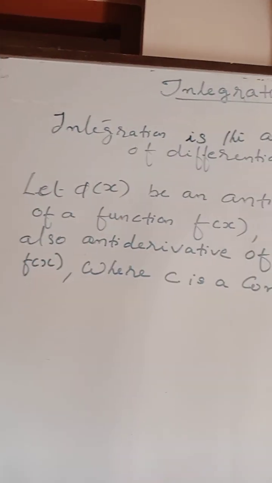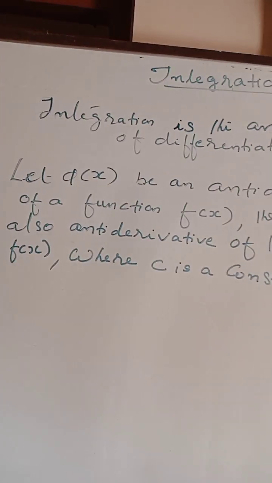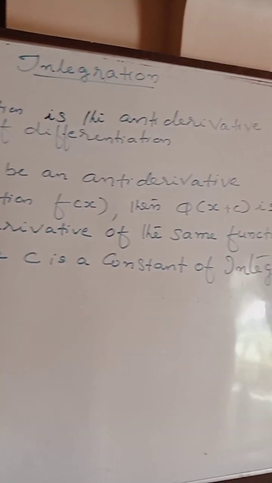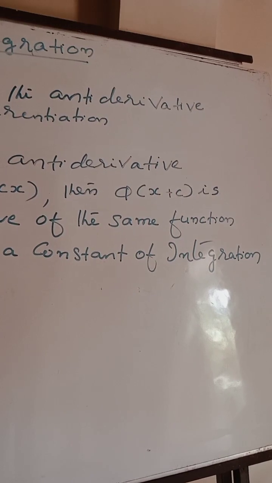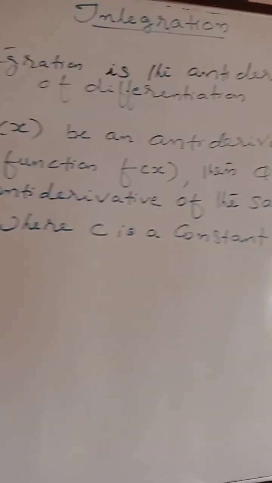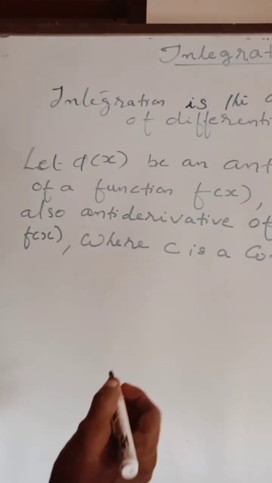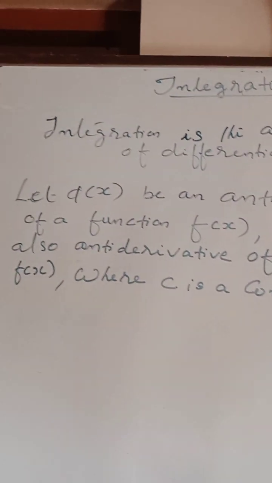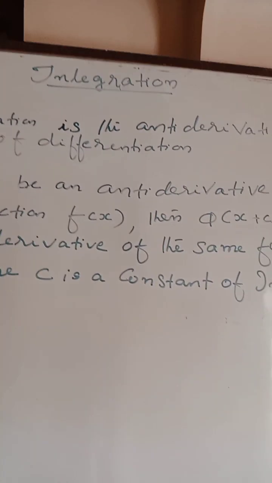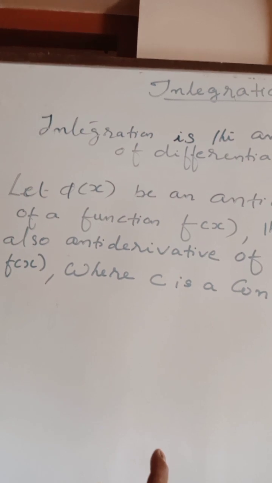Let phi of x be an antiderivative of a function f of x. Then phi of x plus c is also an antiderivative of the same function f of x, where c is a constant of integration. This constant of integration c changes. So we are saying that a function has infinitely many integrations.